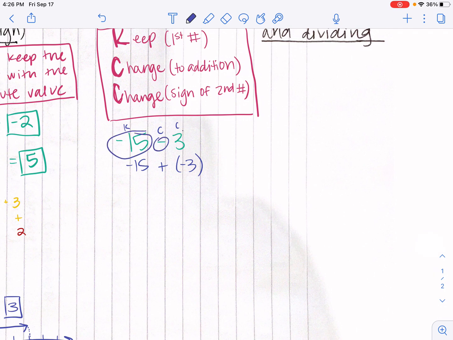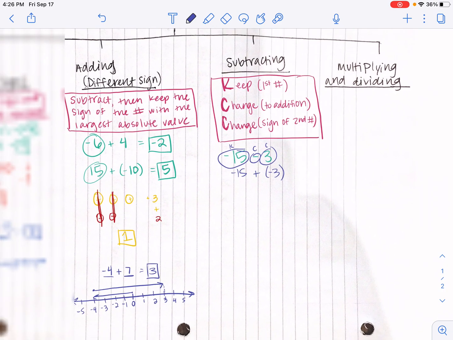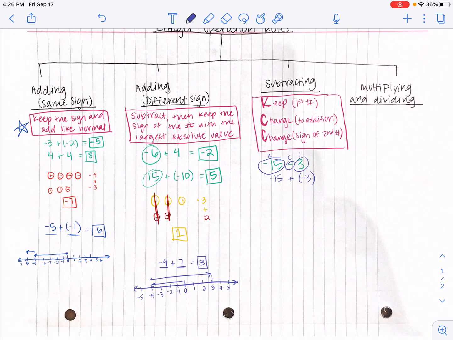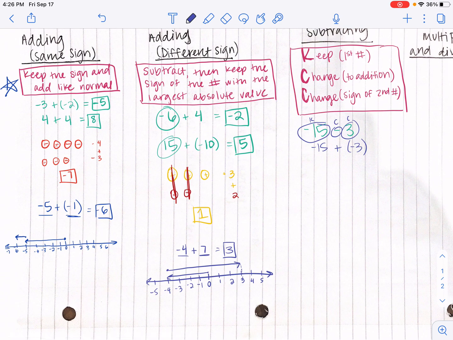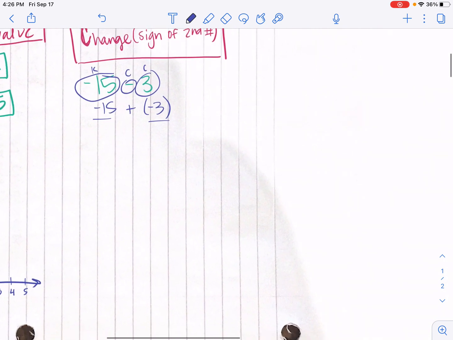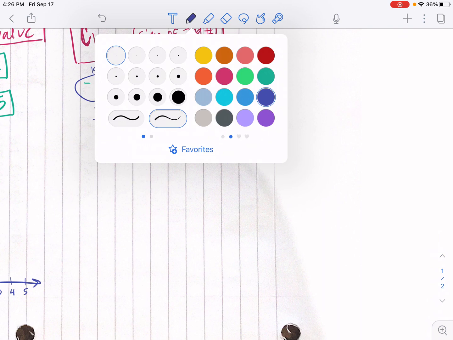Second part is my operation, and the third part is my second number. So now I just use the rules for addition. Now that I've turned it into an addition problem, I just go back to these rules. That's why these are so important. These have the same sign, negative and negative. So I'm going to keep the sign, add like normal. So my answer is negative 18. Let's do another one.